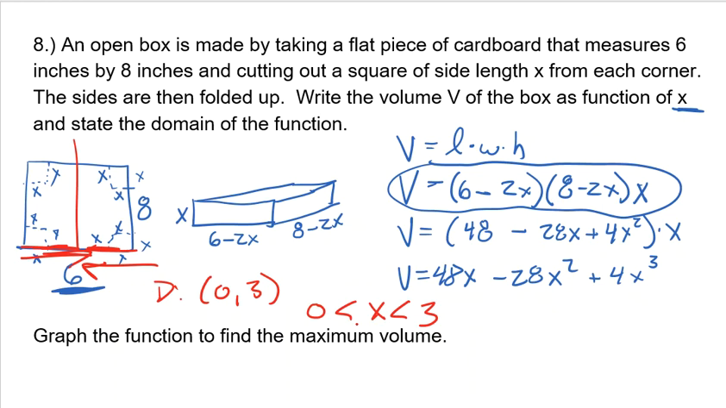All right, now it says to graph the function to find the maximum volume. So let's put everything we've been learning the last couple units together. I could go to Desmos right now and just type in this formula: V equals 48x minus 28x squared plus 48x cubed. I'd actually recommend doing that. But there's no point in looking at the entire function, because the only part that logistically makes sense in the real world would be 0 to 3.